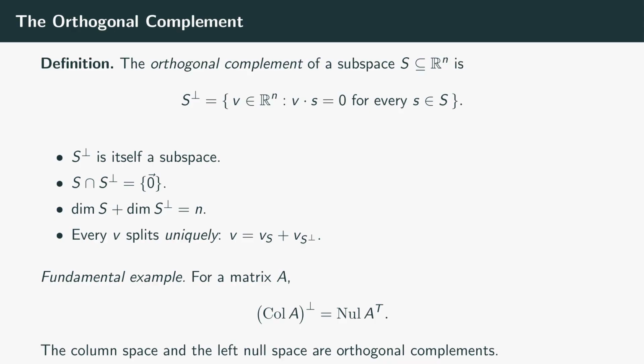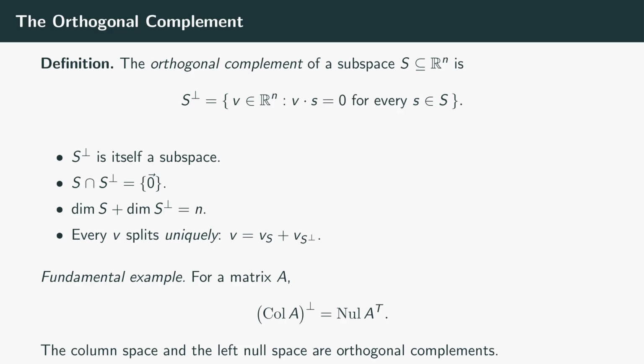Now, a subspace, not just a single vector. Given a subspace S sitting inside Rn, its orthogonal complement, written S with a little perpendicular symbol, is the set of all vectors that are perpendicular to every single vector in S, not just one of them, all of them at once. This complement is itself a subspace, and it interlocks with S beautifully. The only vector they share is the 0 vector. Their dimensions add up to n, the dimension of the whole space.